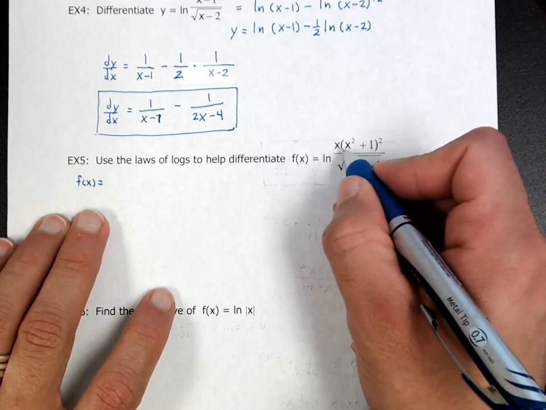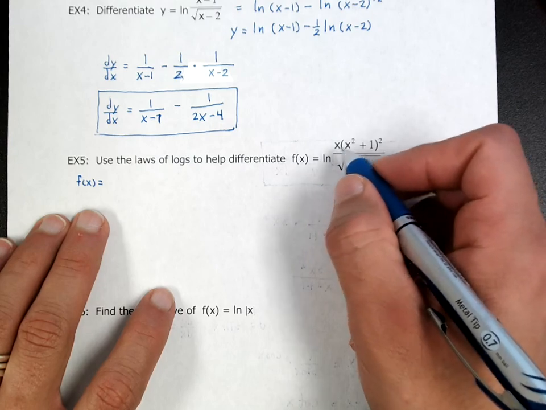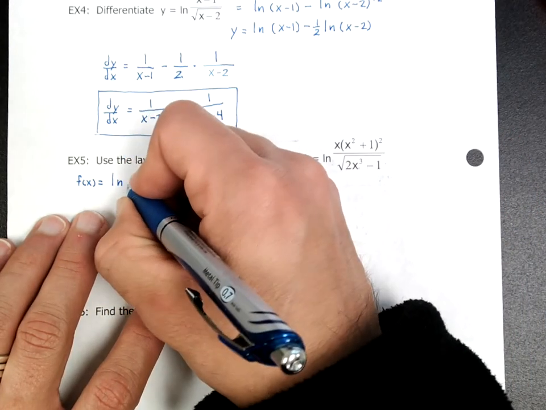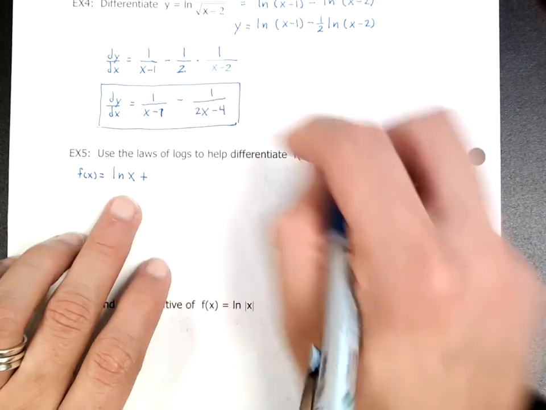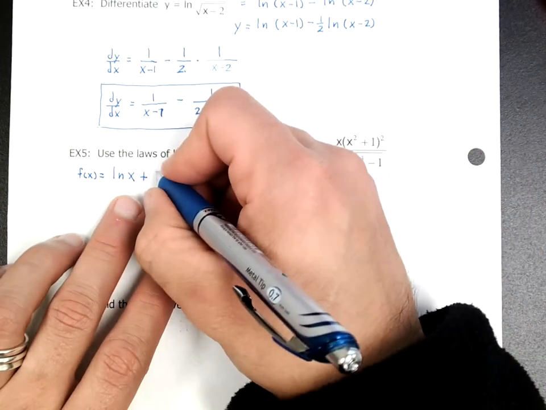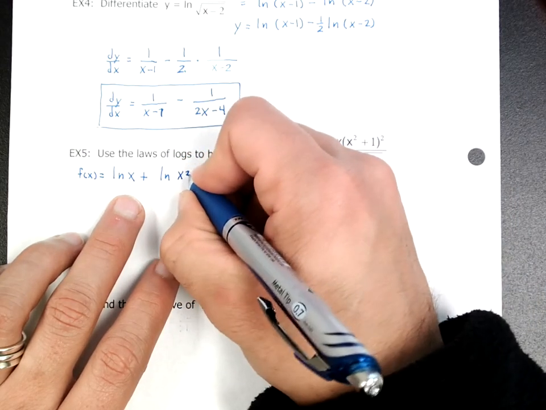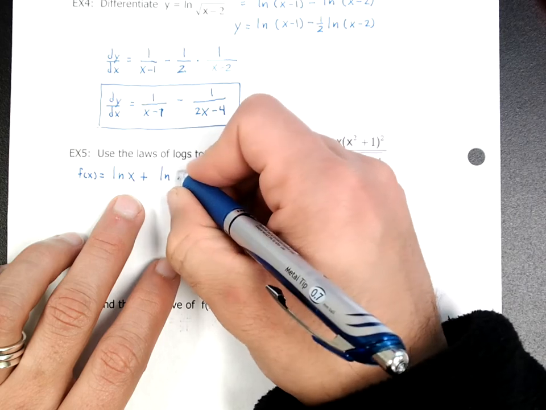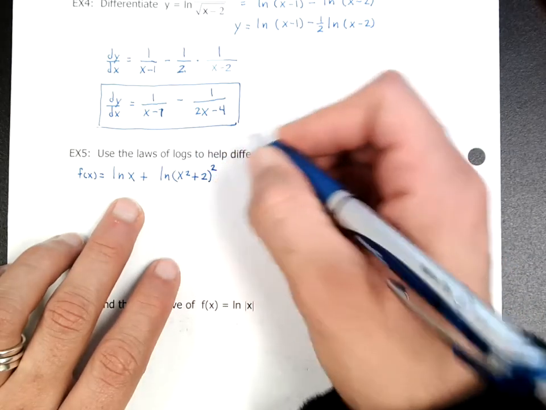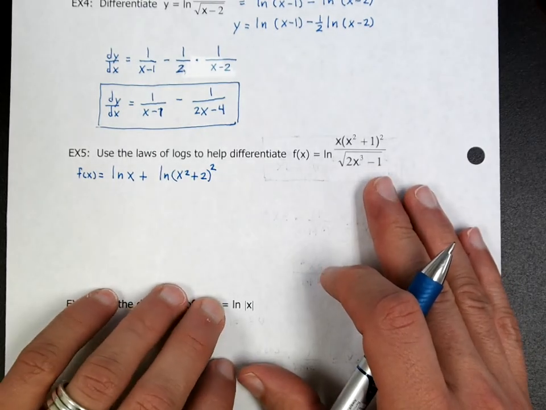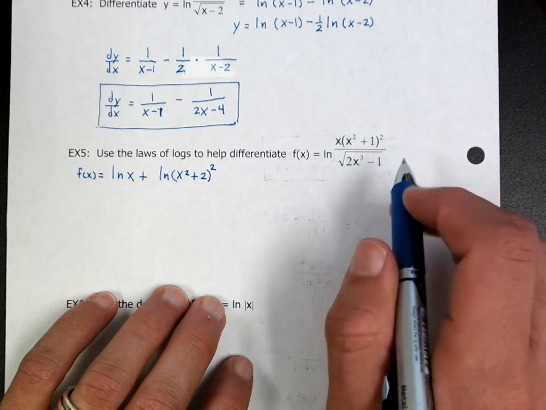If inside the natural log you have two things multiplied by one another, you can write it like this: the natural log of x plus, since if you multiply, you can add two logarithms, the natural log of (x squared plus 2) squared, and then divide. As soon as I divide, I can subtract.